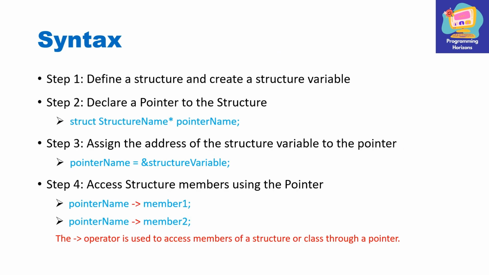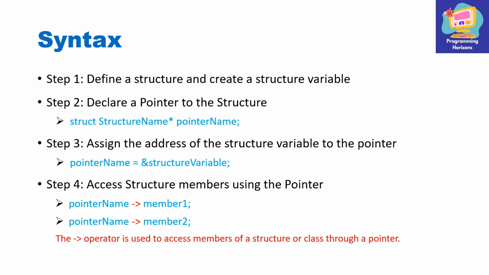In order to create a pointer to a structure, we need to follow certain steps. Step 1 is to define a structure and create its structure variable. Step 2 is to declare a pointer to the structure. So here the syntax is that we mention the keyword struct followed by the structure name followed by an asterisk symbol and then we mention the pointer name. Step 3 is to assign the address of the structure variable that we created in step 1 to the pointer. So we write here pointer name equal to address of structure variable, and & is the address of operator.